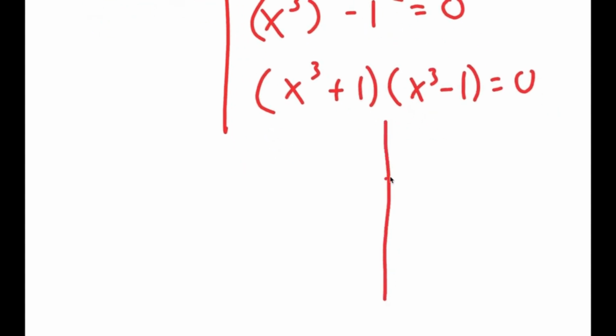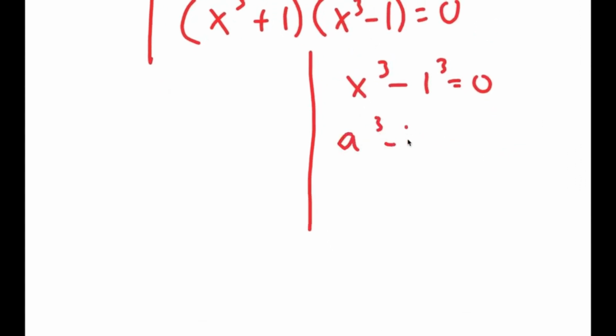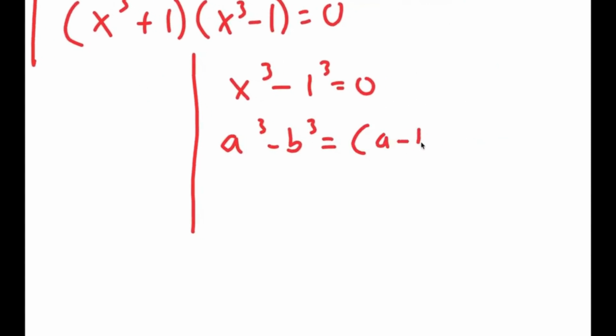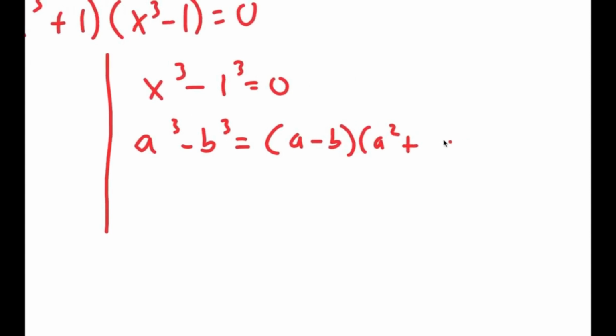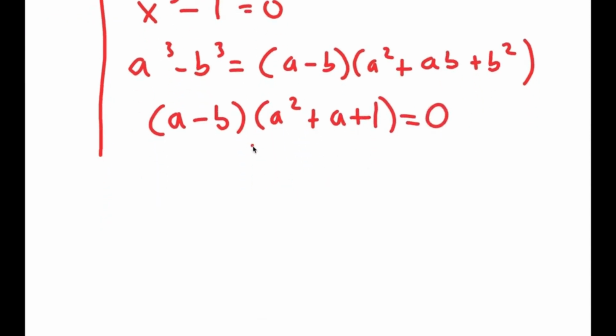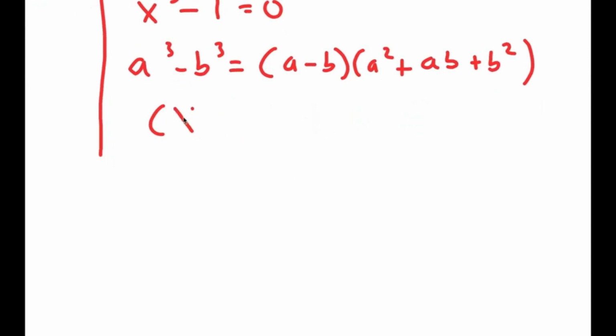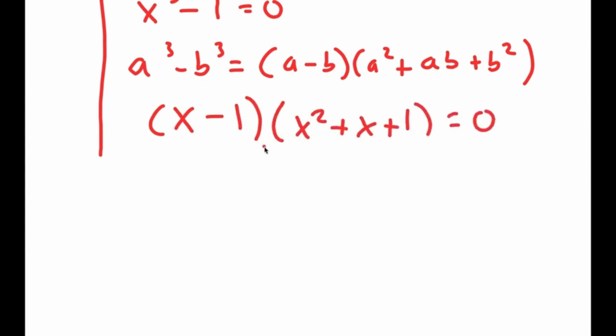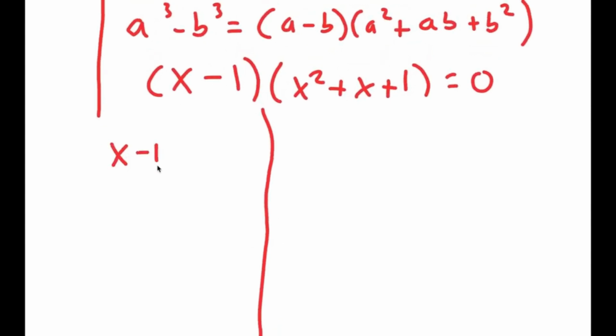Now, for x to the power of 3 minus 1 equals 0, I'm going to rewrite this as x to the power of 3 minus 1 to the power of 3 equals 0, so I can use the property a to the power of 3 minus b to the power of 3 is equal to a minus b times a squared plus ab plus b squared. Sorry, this turns into x minus 1 times x squared plus x plus 1 is equal to 0, which gives me yet another two equations. So now I have x minus 1 equals 0 and x squared plus x plus 1 equals 0.